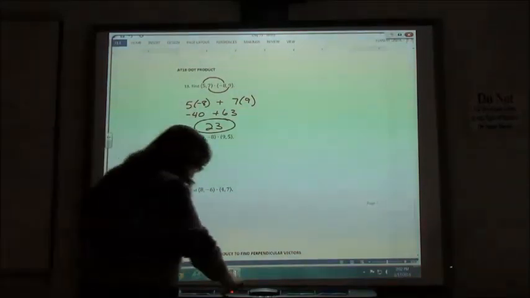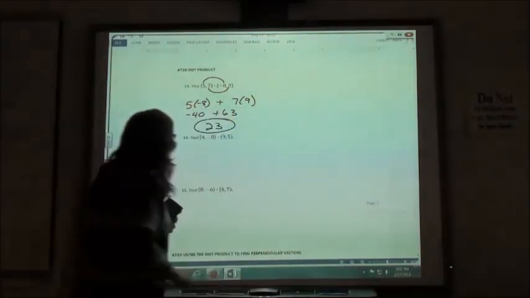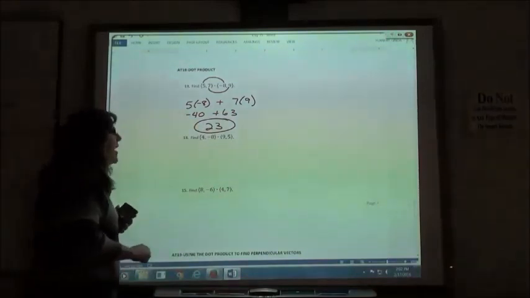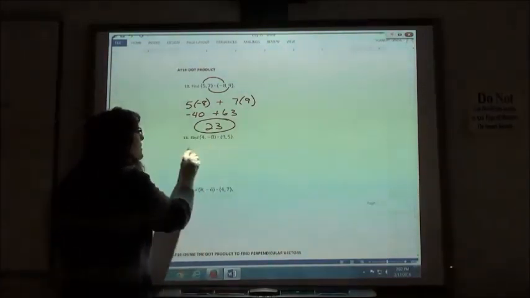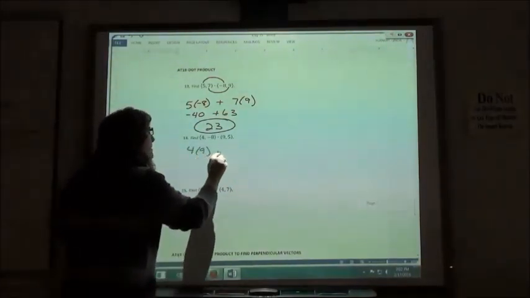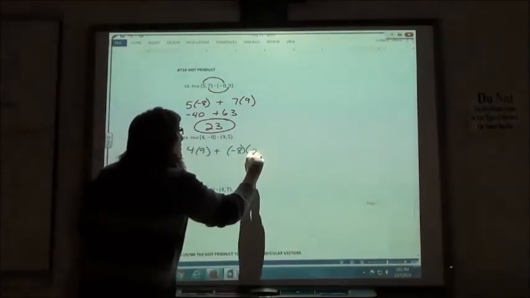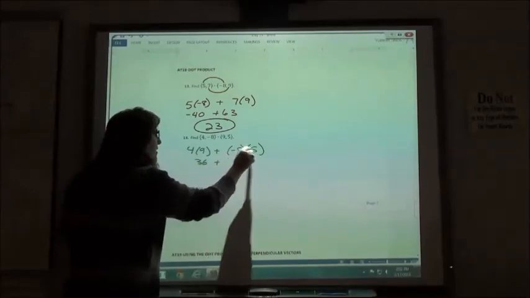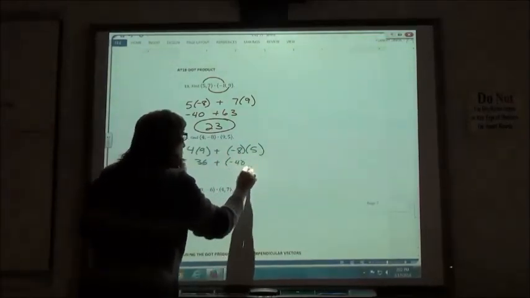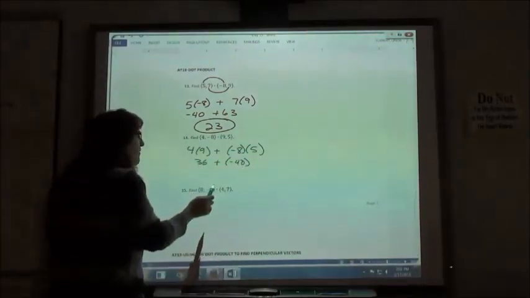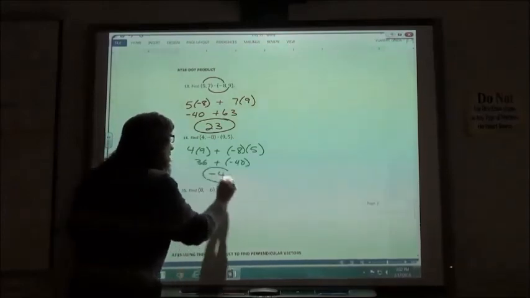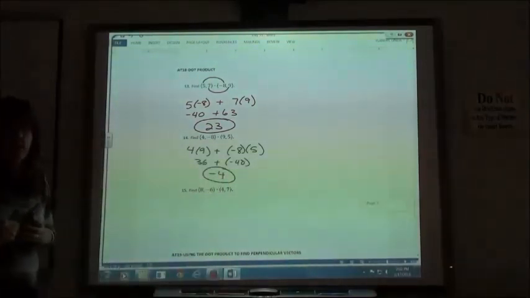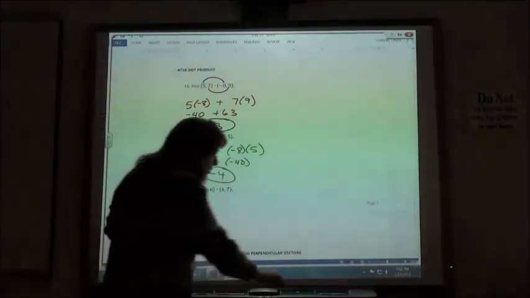I'll use the dot product in some other calculations, but first they just have you practice doing the dot product. So number 14, again, if I'm going to find my dot product, I'm going to take the 4 times the 9 plus the negative 8 times the 5. 4 times 9 is 36. Negative 8 times 5 would be minus 40. 36 plus a negative 40 would be negative 4. So negative 4 is my answer to the dot product on those two vectors.